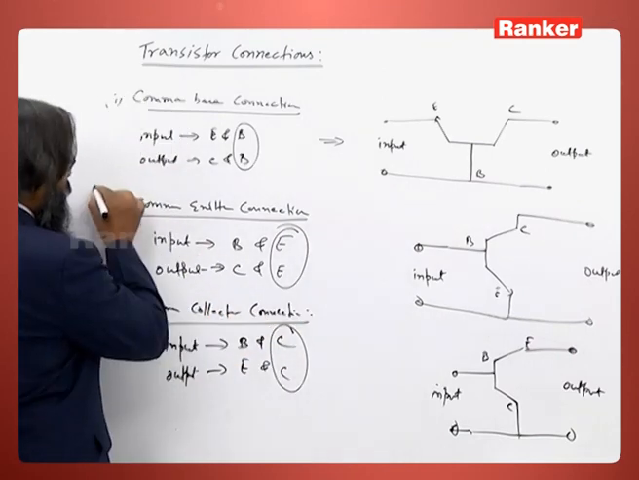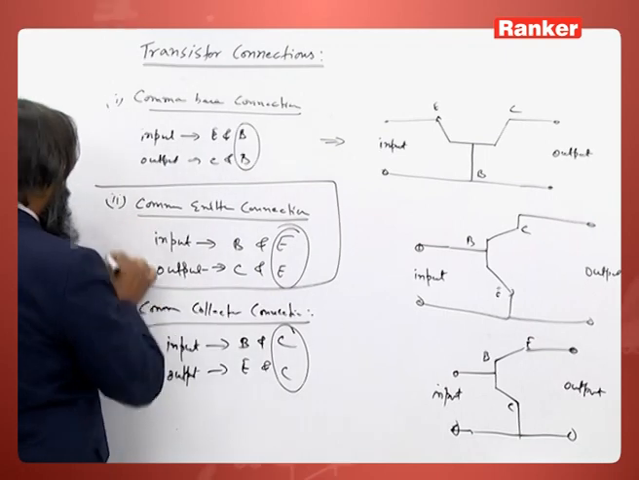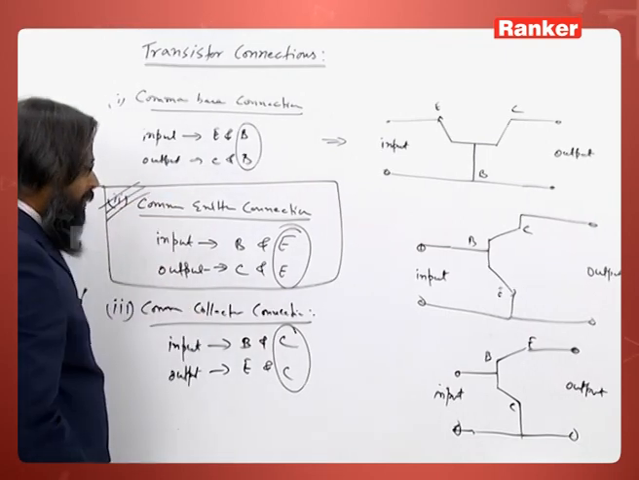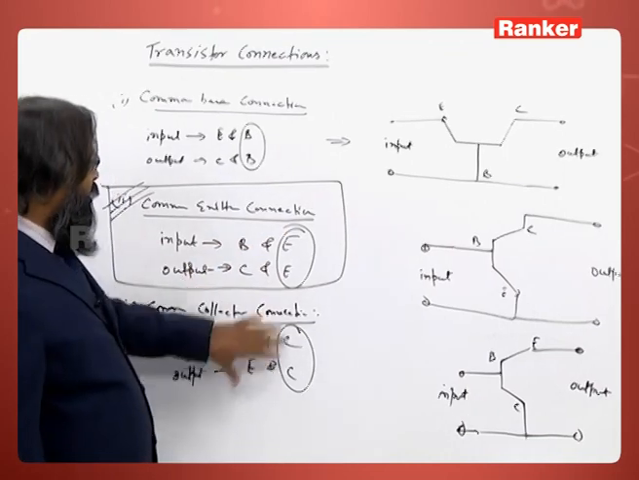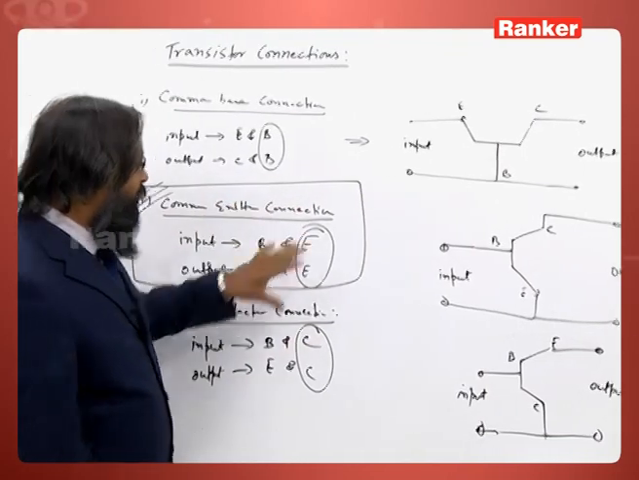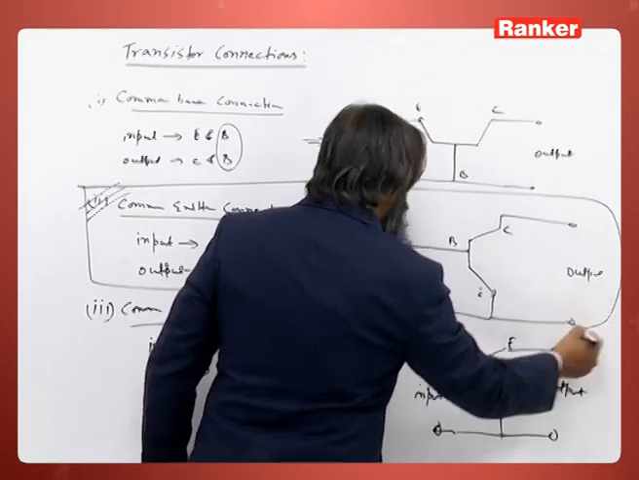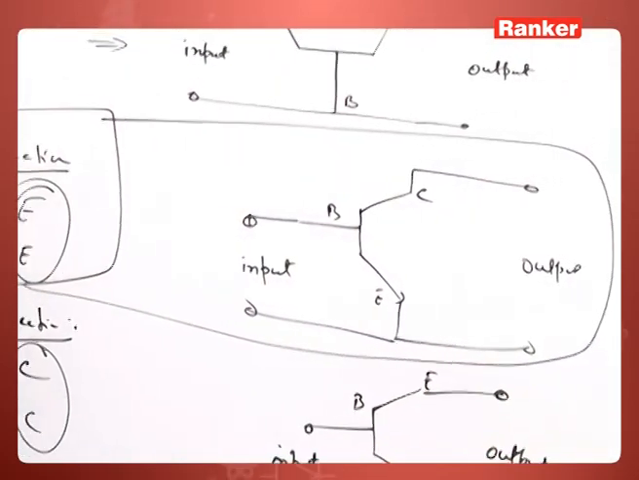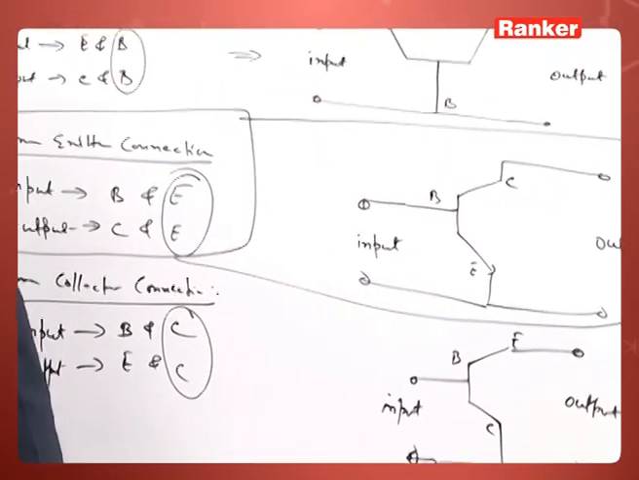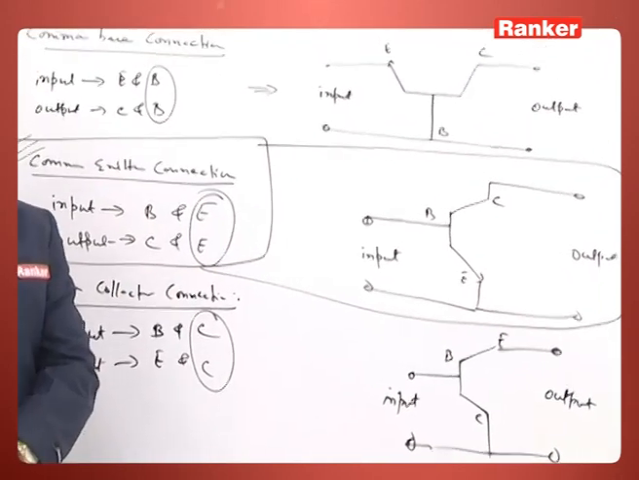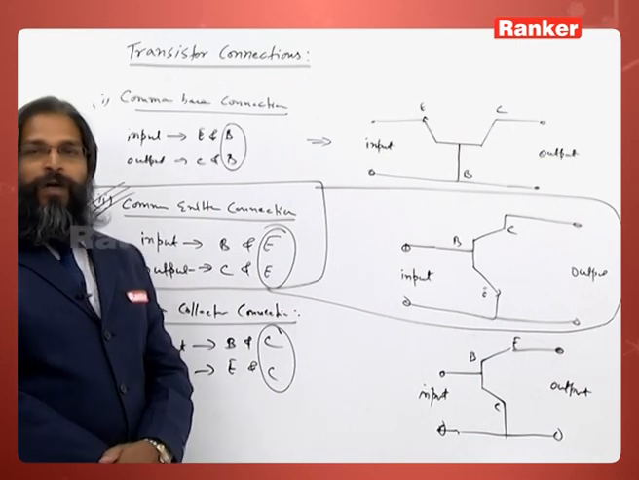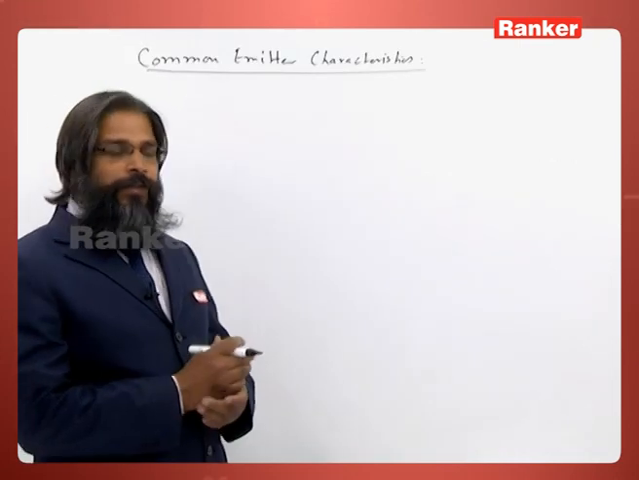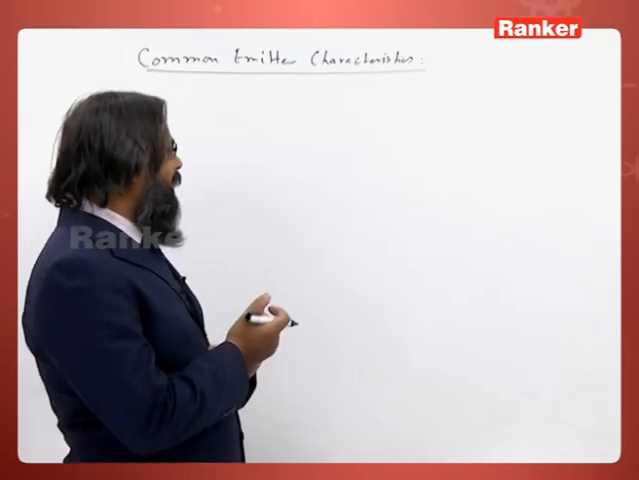So, we are interested only in this part. This is in our syllabus. This is commonly used common emitter connection. The others are not in our syllabus. We will concentrate only on this part, common emitter configuration. Now let us see what is a common emitter configuration, and we will study the characteristics of common emitter configuration. So, now this is common emitter characteristics.